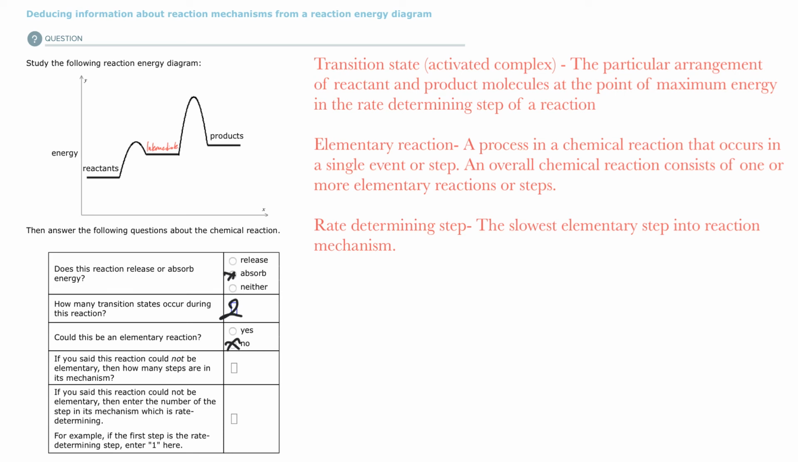If you said this reaction could not be elementary, how many steps are in this mechanism? Well, how many activation energies do you see? I see 2. So there would have to be 2 steps in this mechanism. And then, enter the number of the step in the mechanism which is the rate determining step. Well, which one is slower? Which one requires more energy, number 1 or number 2? It would be number 2, again because it has the higher activation energy and it's slower to happen. Okay, I hope this is making some sense to you.